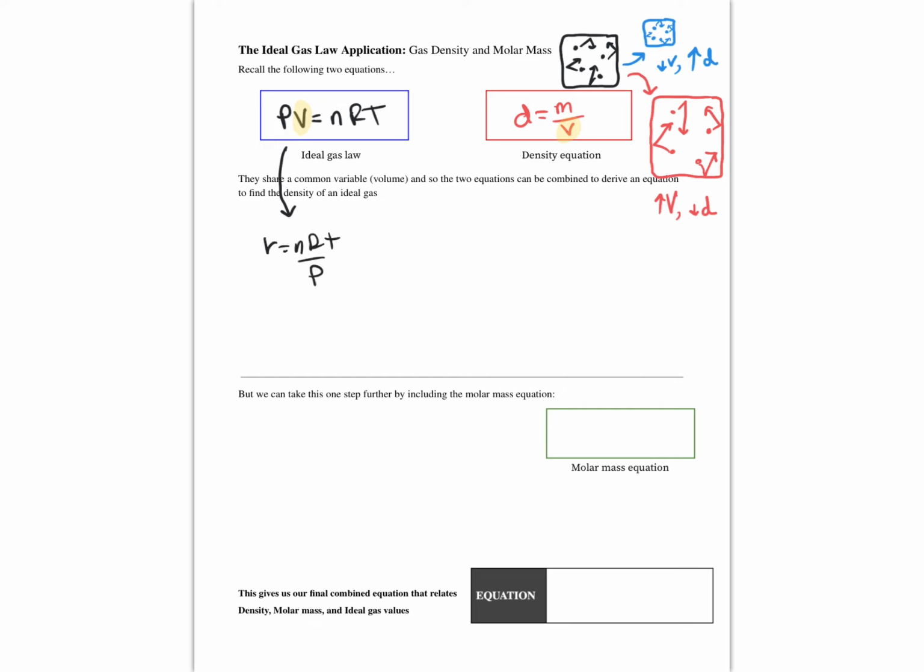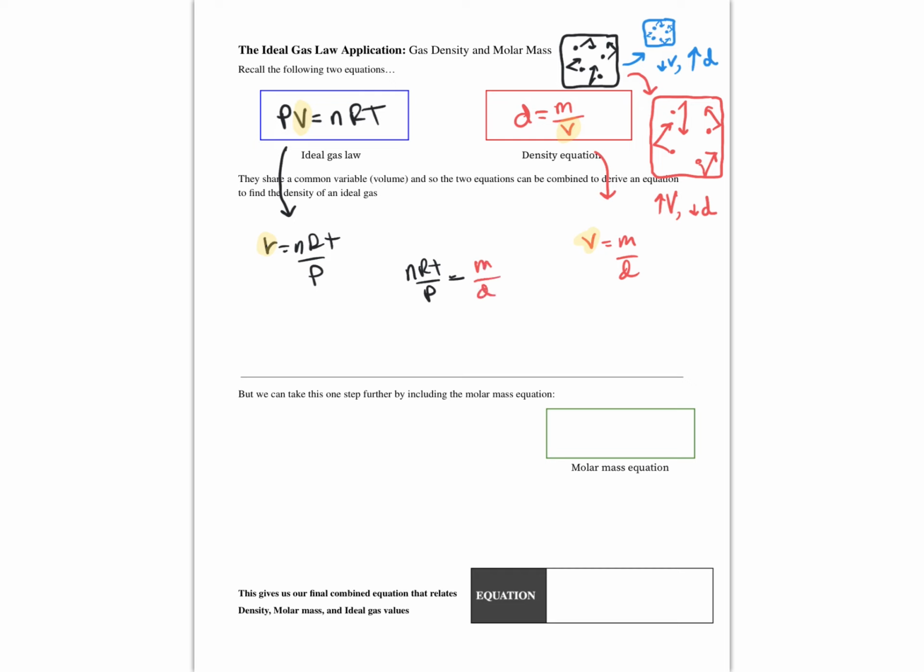and then we can also rearrange the density equation into volume equals mass divided by density. Now since they're both equal to volume, if nRT over P is equal to volume and M over D is equal to volume, well then that means that nRT over P is equal to M over D.